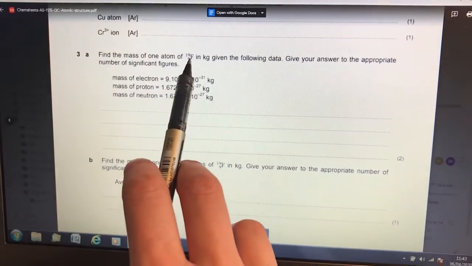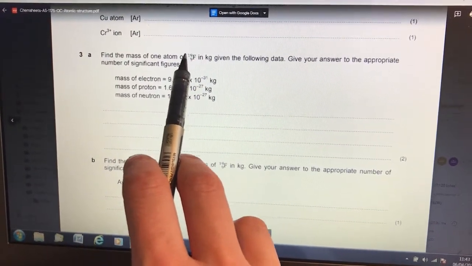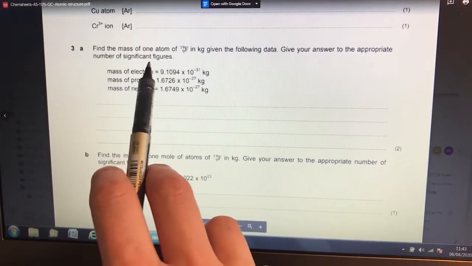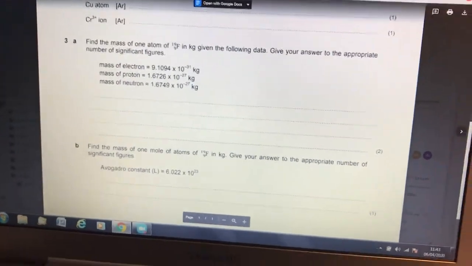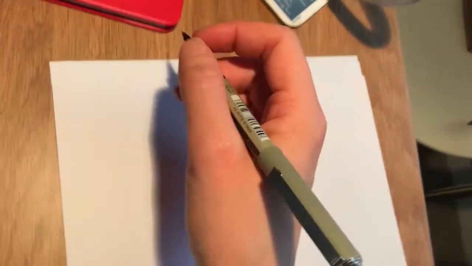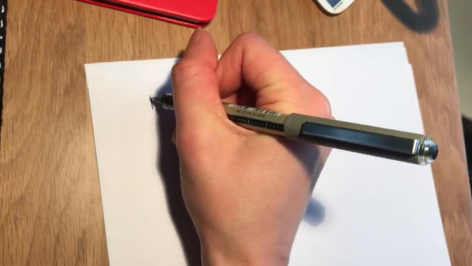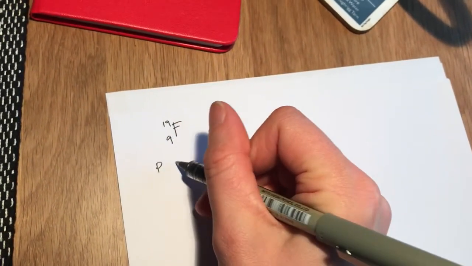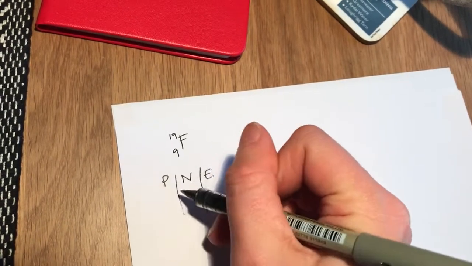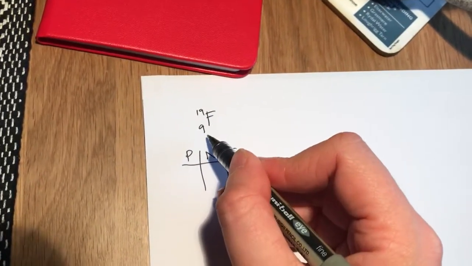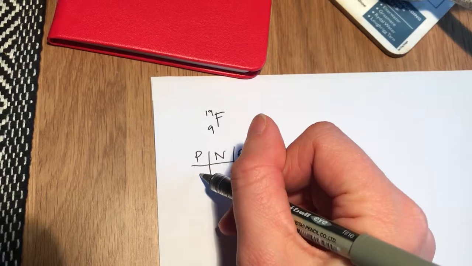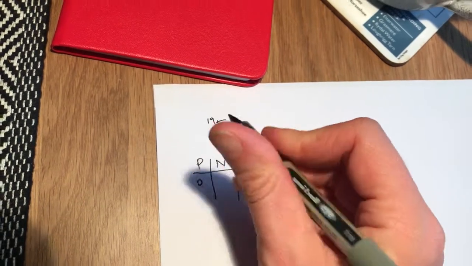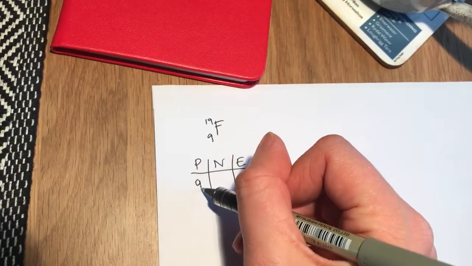So the first thing you've got to do is work out in this atom how many electrons, protons, and neutrons there are. So just like you used to do at GCSE, we've got fluorine, 19 and 9. If I just write underneath P and E, protons, neutrons, electrons. The bottom number is the atomic number, which is the number of protons. So we've got 9 protons.